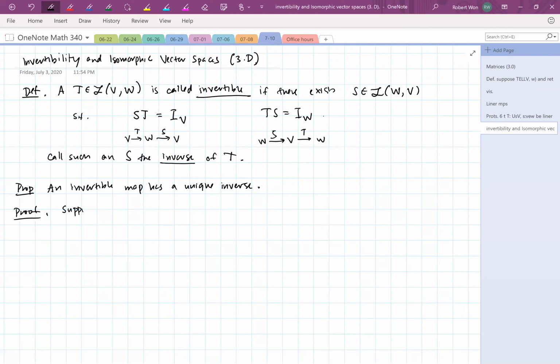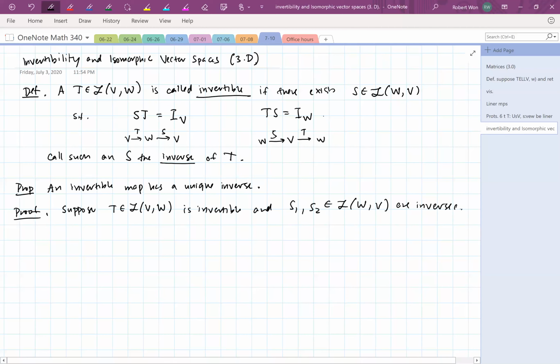because it very much mirrors some of the stuff you did in 300, or that you did in the first week of this class. So suppose that you have a linear map that is invertible, and suppose that S1 and S2 are both inverses. Okay, so I want to show that S1 equals S2. But what you do is you just consider S1 T S2.